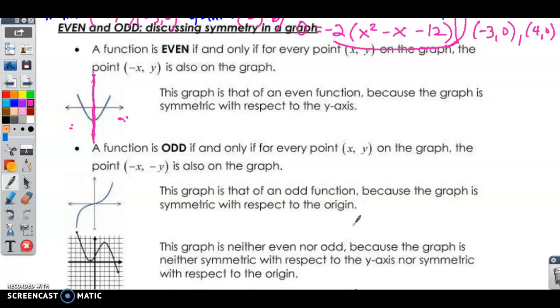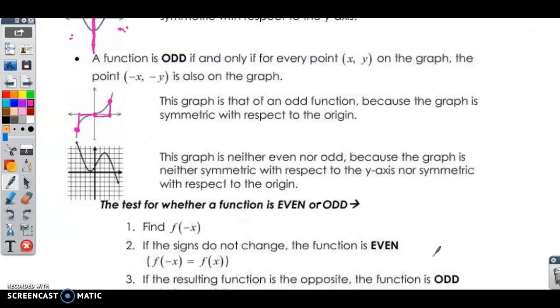For an odd function, it's a little bit trickier to see. The graph is symmetric with respect to the origin. So if you remember rotations back from geometry, if you plug in a +3 and you get a +3 value here, if you plug in a -3, you end up with a -3 here. So here's an example of a graph that's neither even nor odd, because it's neither symmetric with respect to the y-axis, nor is it symmetric with respect to the origin.